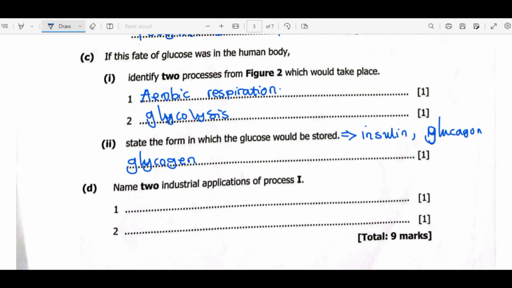Now D, name two industrial applications of process I. Process I was respiration. So we can say respiration is used in sewage treatment. Then baking. Baking can also be used. Even in brewing, we can use respiration.